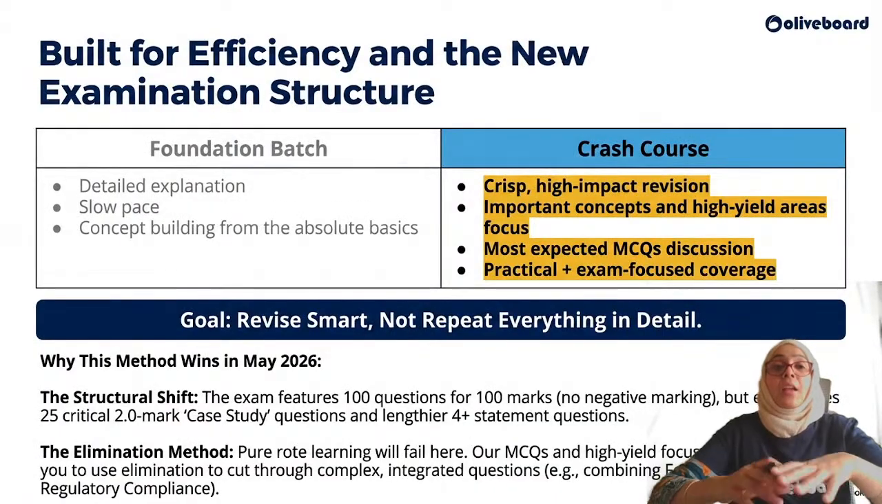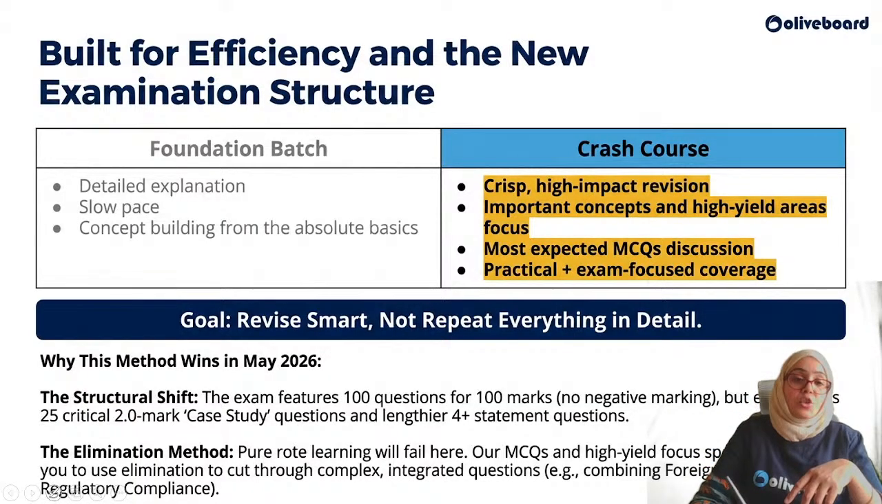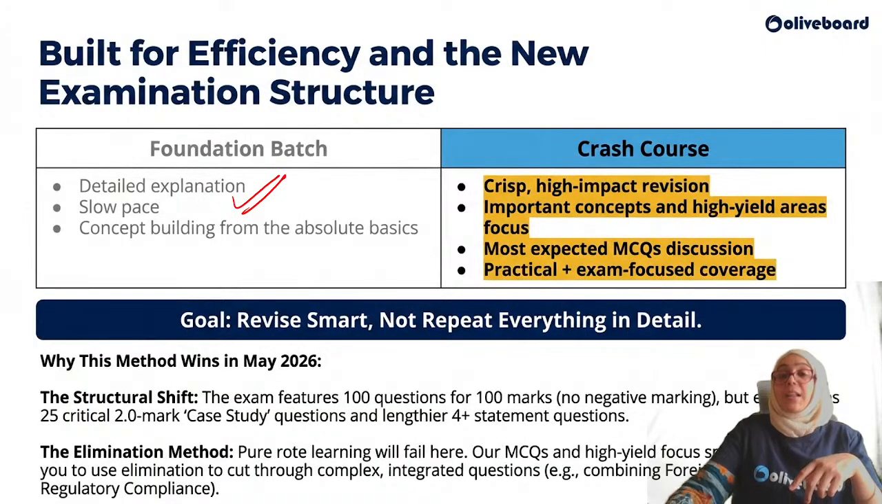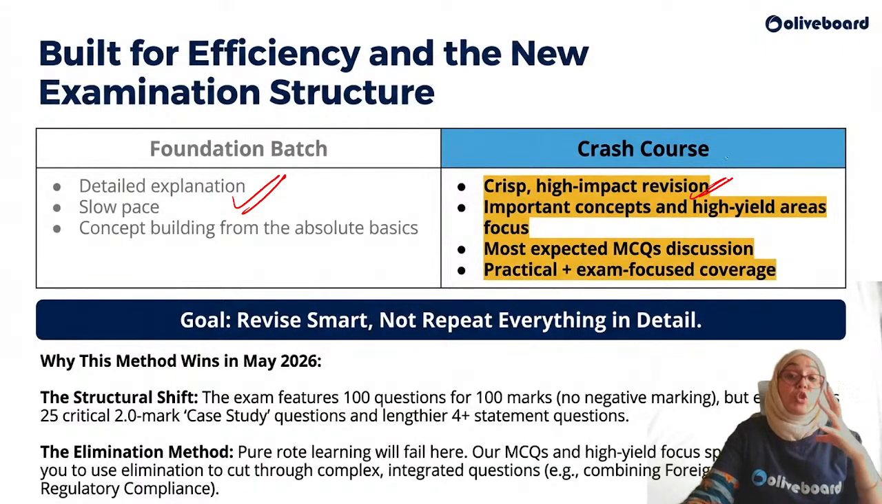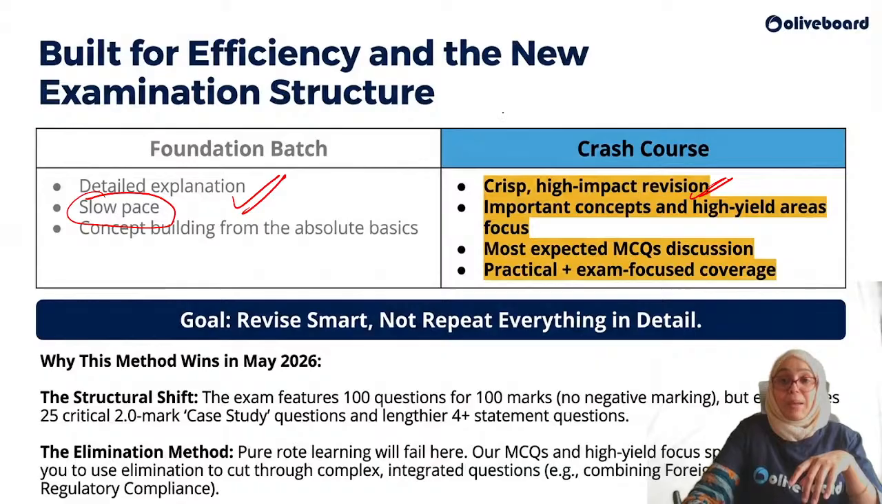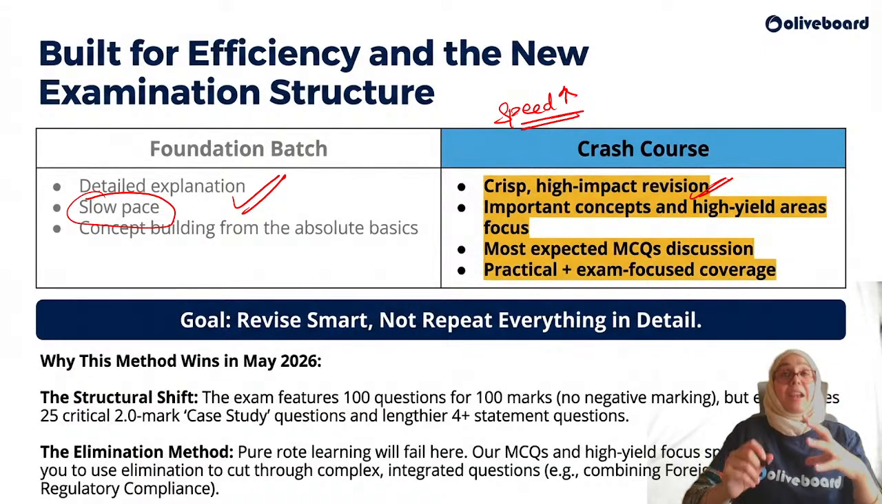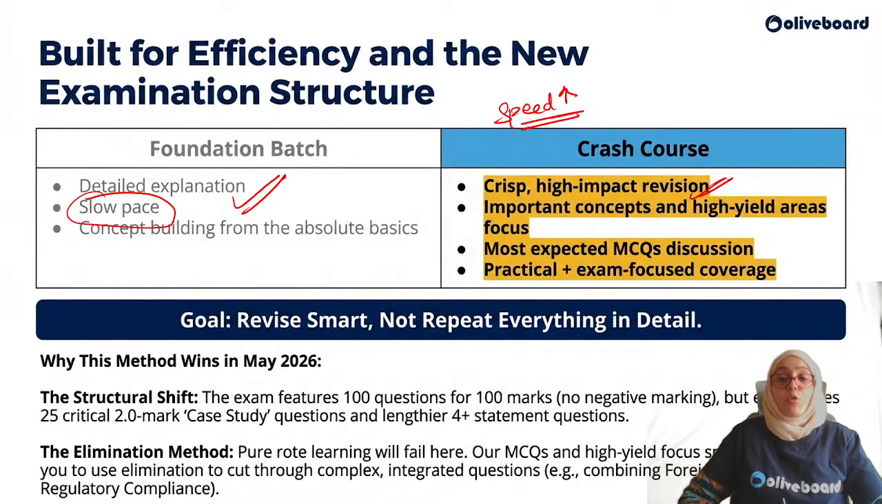Now, this batch is different from the foundation batch. As you have already seen, in the foundation batch we had a detailed discussion of each and every topic, but in the crash course we have high impact, crisp revision classes. The foundation batch was done at a slow pace, but in this crash course the speed will be very high. This crash course is very beneficial for all of you if you are looking for structured revision classes.